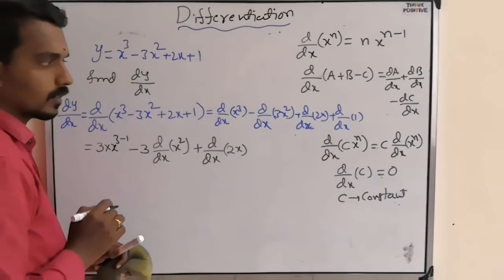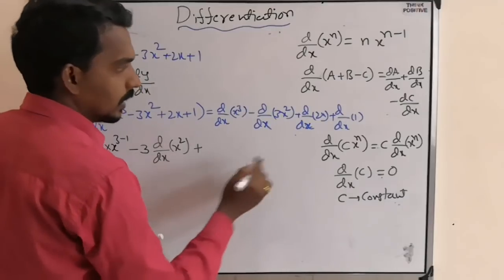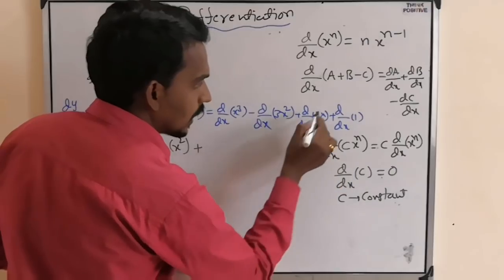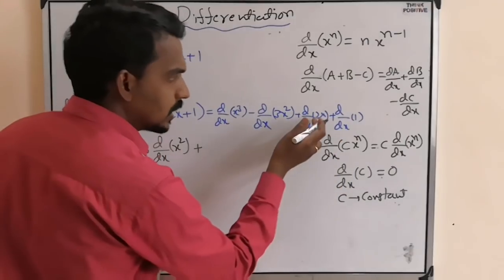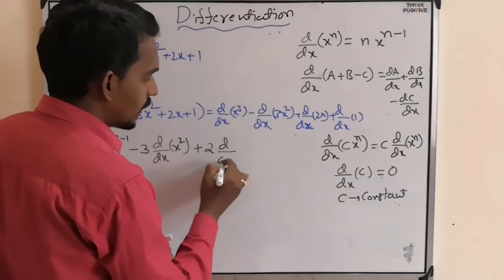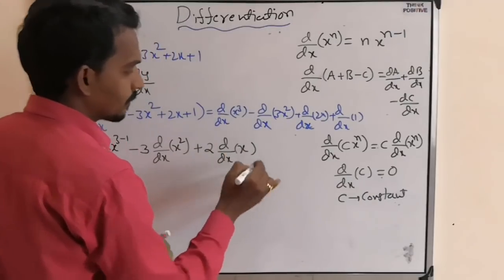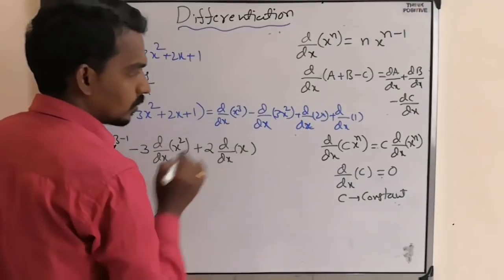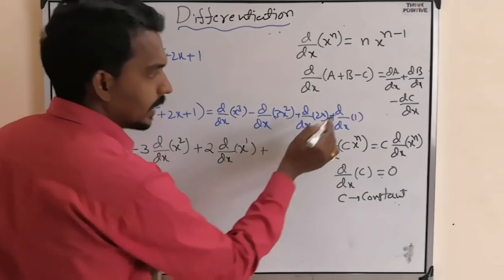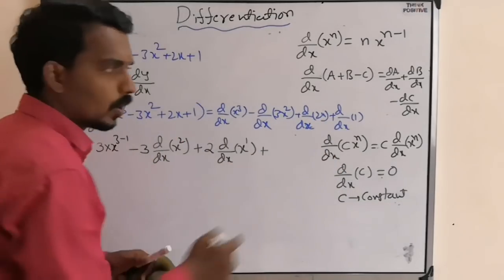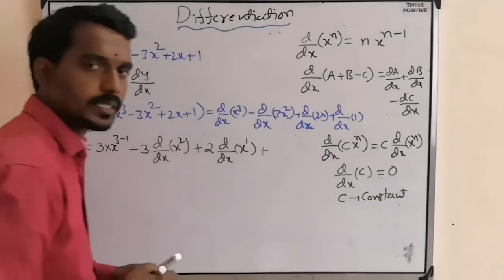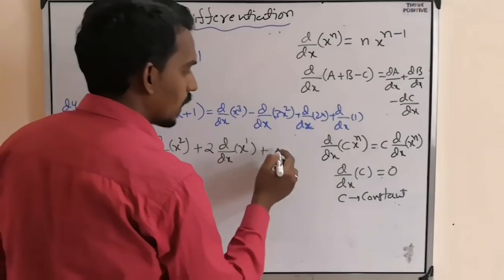Then plus d by dx of 2x. Sorry, here 2 is there, constant. Same, like x power 1. So c is a constant, 2 is constant. Take it out. 2 into d by dx of x. Now x power how much? 1. Plus d by dx of 1. 1 is what? Constant. If only constant is there, what is the differentiation? 0. So this value is 0.